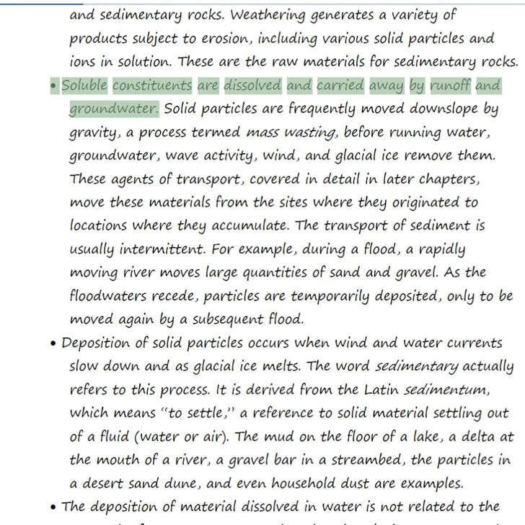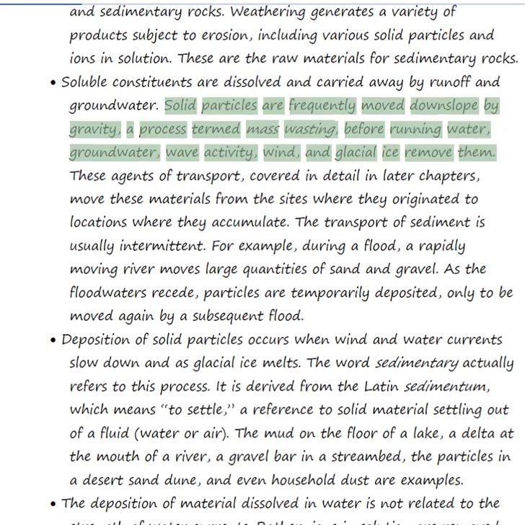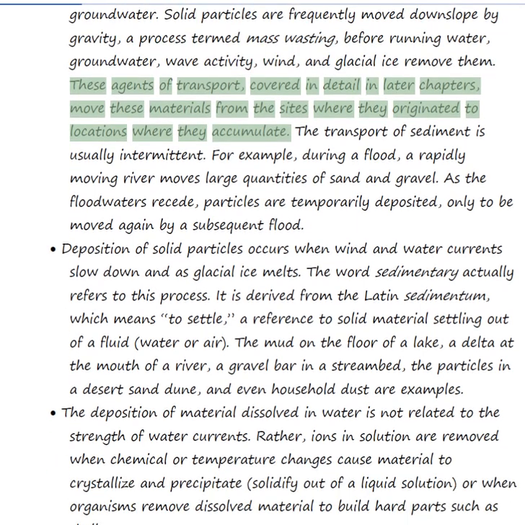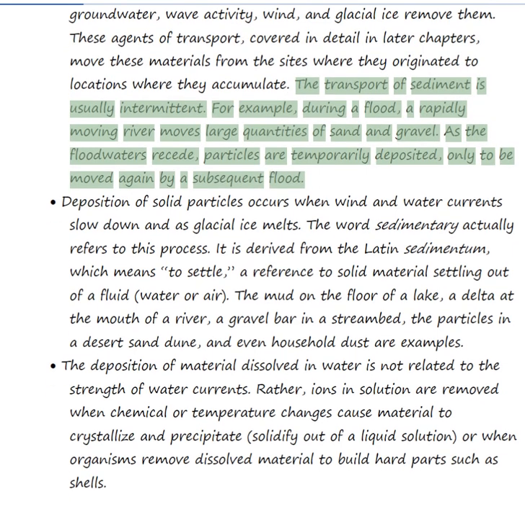Soluble constituents are dissolved and carried away by runoff and groundwater. Solid particles are frequently moved downslope by gravity, a process termed mass wasting, before running water, groundwater, wave activity, wind, and glacial ice remove them. These agents of transport, covered in detail in later chapters, move these materials from the sites where they originated to locations where they accumulate. The transport of sediment is usually intermittent.